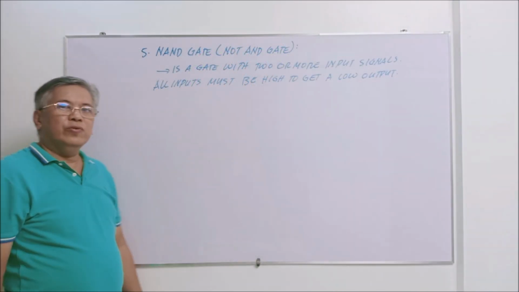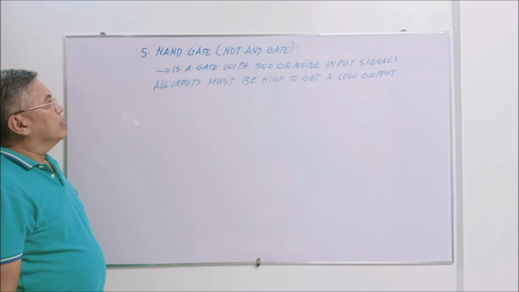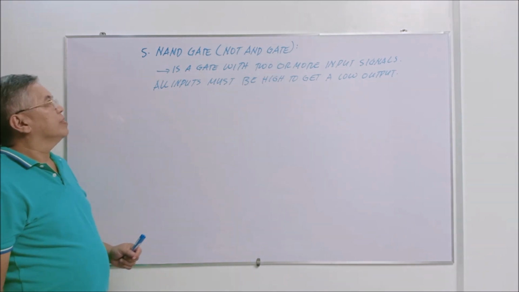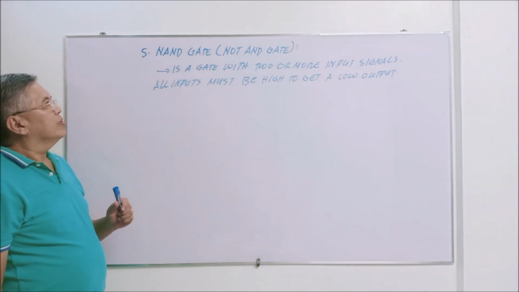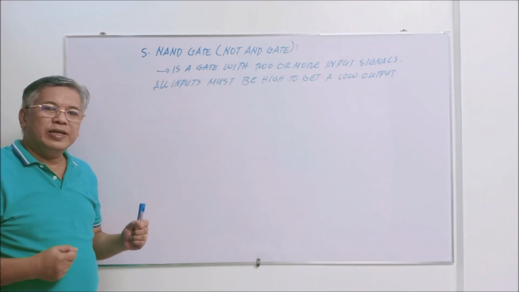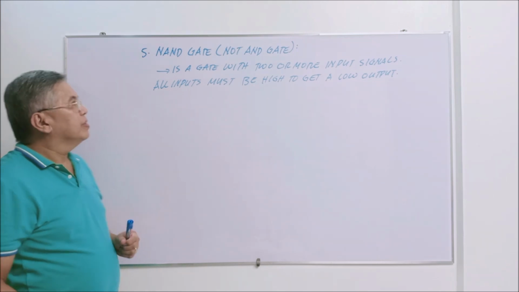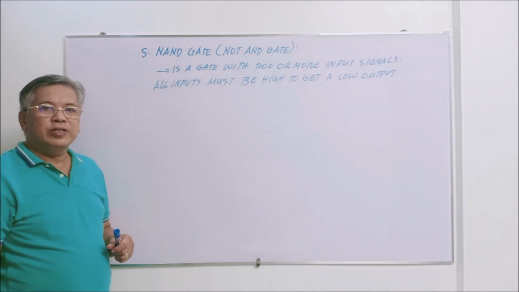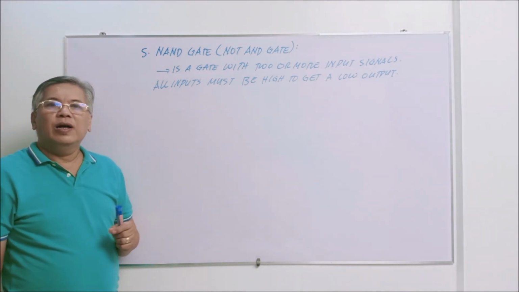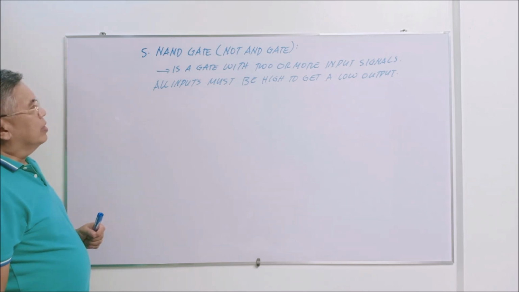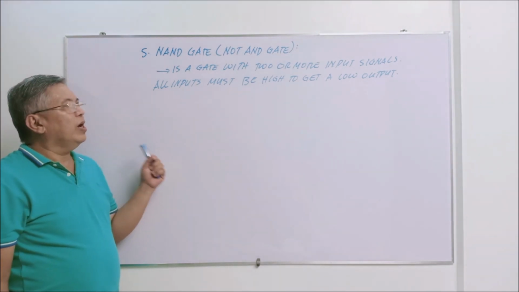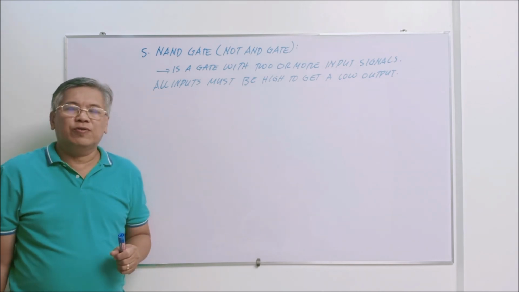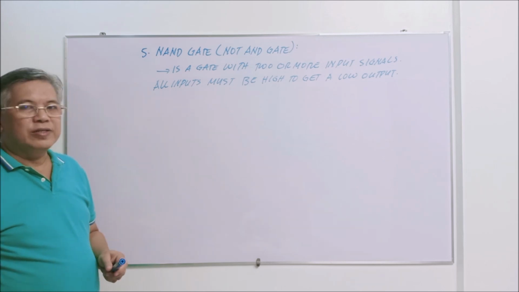So we go now to the NAND gate. The NAND gate is sometimes called the NOT AND gate. It is actually a combination of an AND gate and an inverter. We define the NAND gate as a gate with two or more input signals, again with only one output signal. All inputs must be high to get a low output, and that is the definition for the NAND gate.